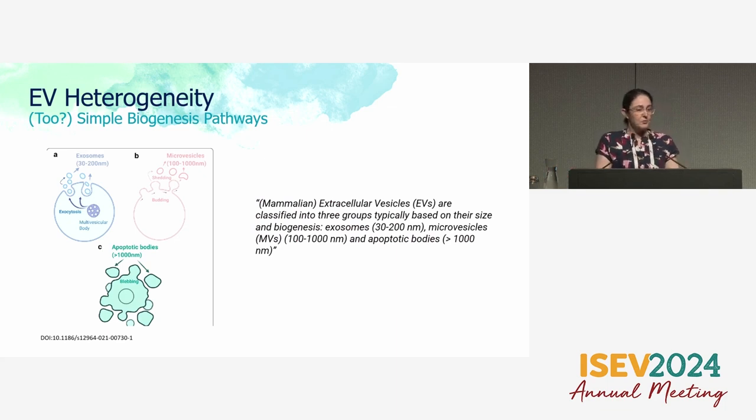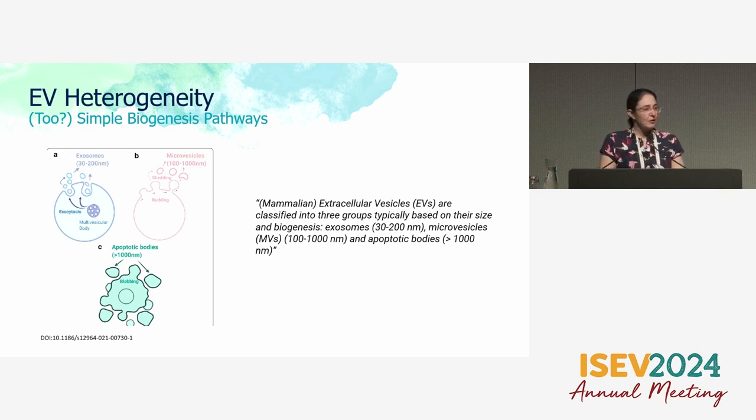So one of the challenges we've got is EV heterogeneity. Please, anybody, put your hand up if you've seen this diagram in a review article on EVs. I would imagine that most people have seen this diagram, and you see the statement, mammalian extracellular vesicles are classified into three groups, typically based on their size and biogenesis: the exosomes, the microvesicles, and the apoptotic bodies. We also have this simplistic view in prokaryotic work, where gram-negative bacterial vesicles are often denoted as outer membrane vesicles.